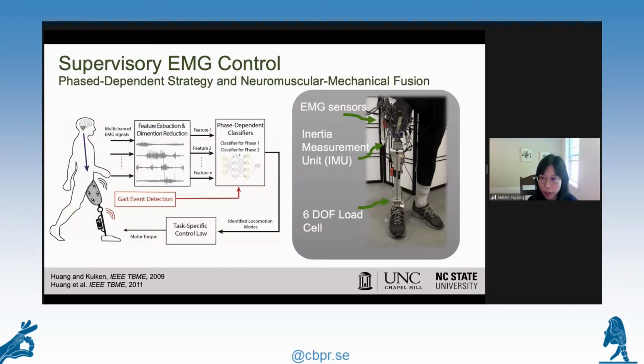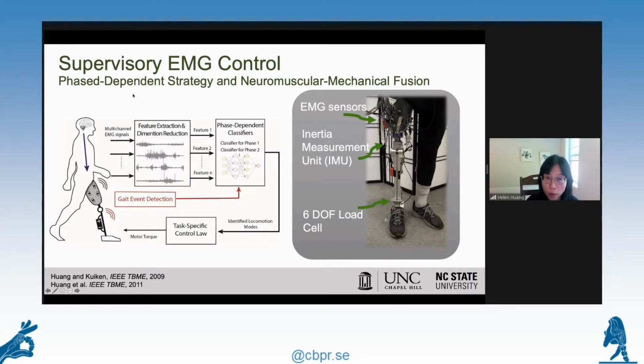So the supervisory control, the idea is basically you take the residual muscle activity, and then the output using a certain machine learning approach, and then you can estimate for the next step what locomotion mode the person wanted to perform. And if you have that information, then you can send it to this state machine to transit between the tasks. So the concept is pretty straightforward.